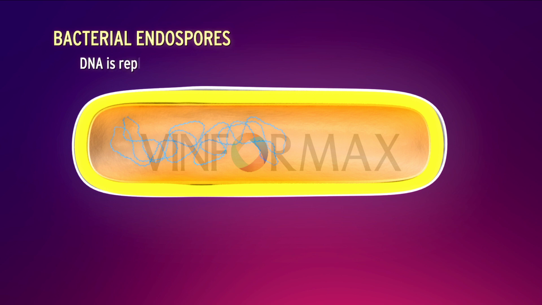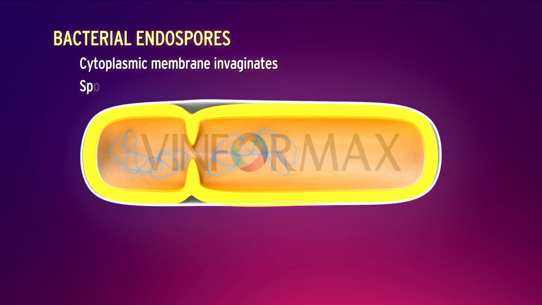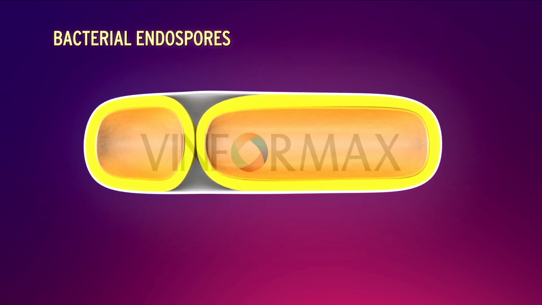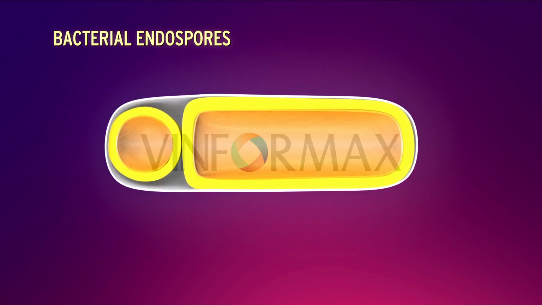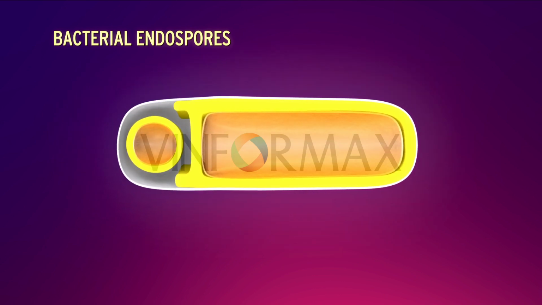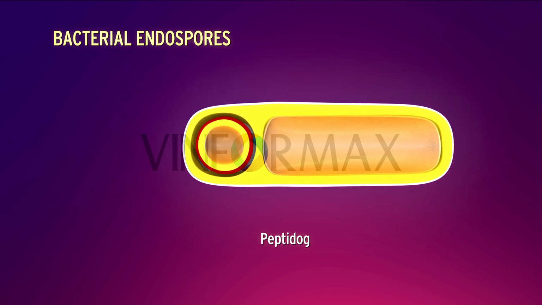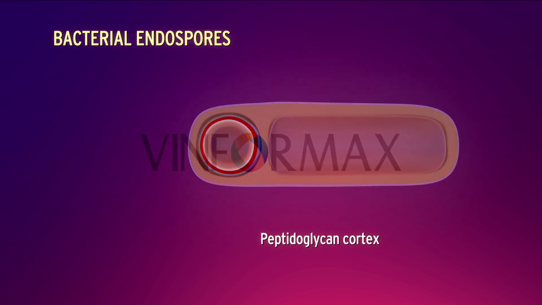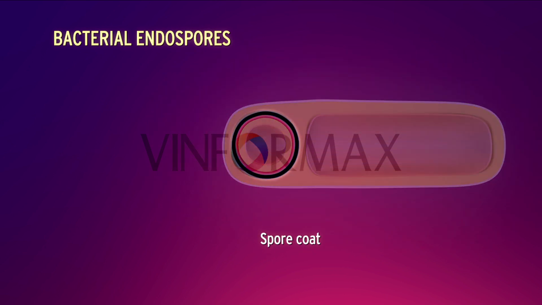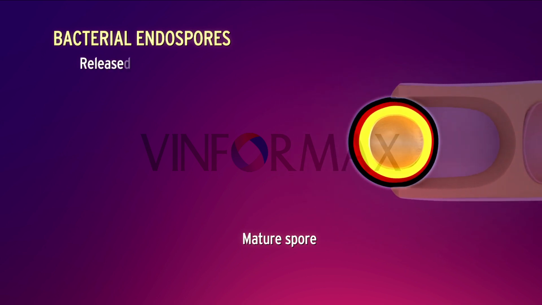The DNA is replicated. The cytoplasmic membrane invaginates, forming a spore septum within the cell. Then, the forespore is formed. The forespore is engulfed. The forespore forms a peptidoglycan cortex, and a spore coat is added. The mature spore is released from the mother cell.